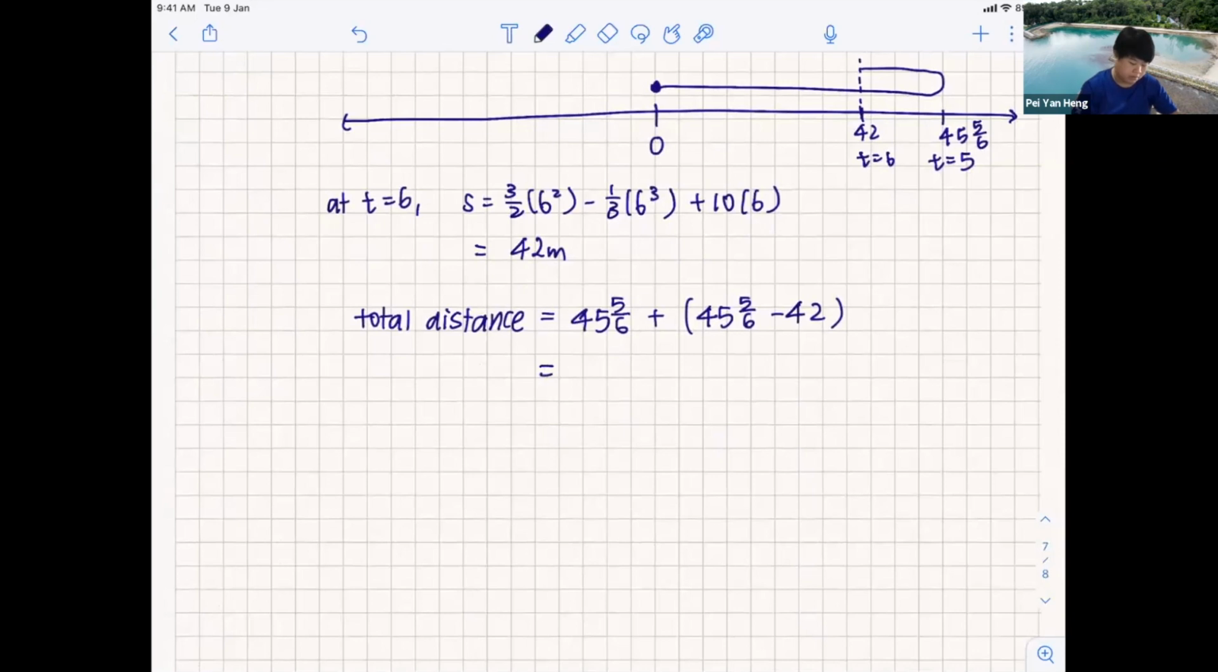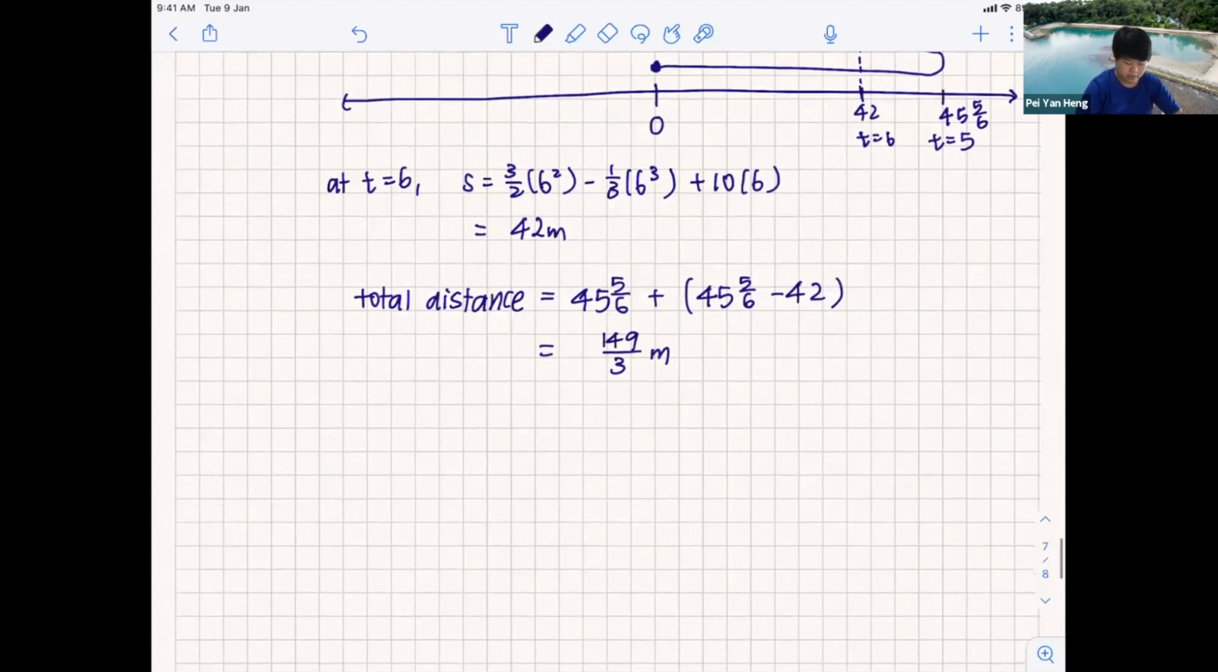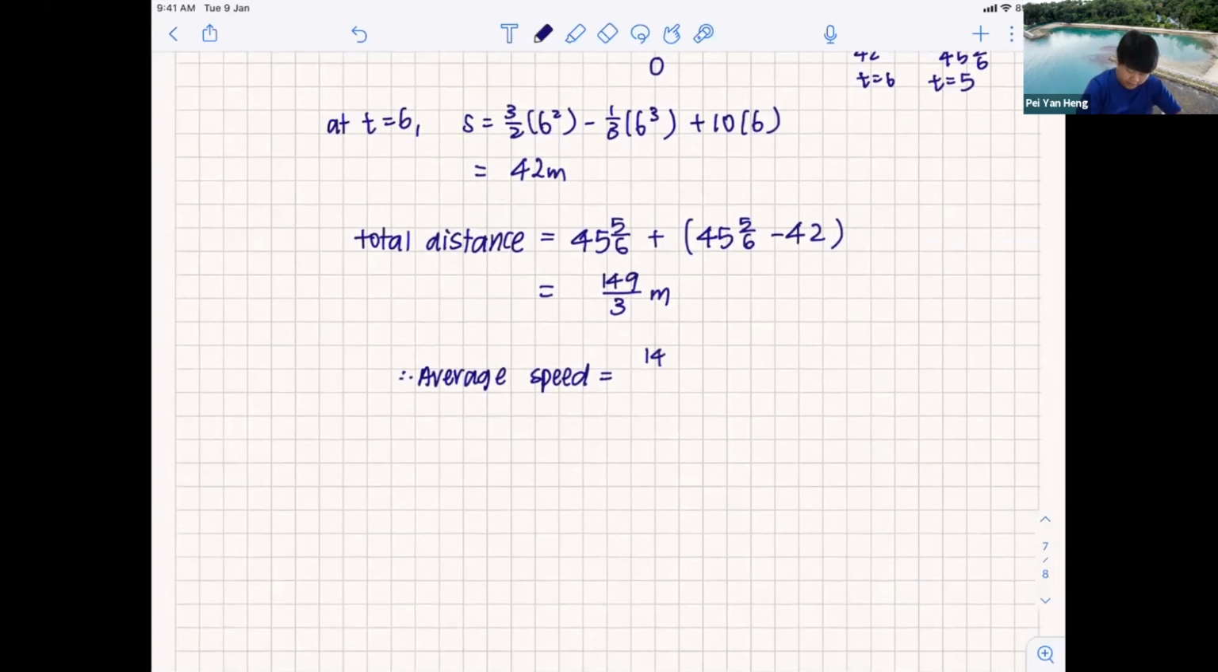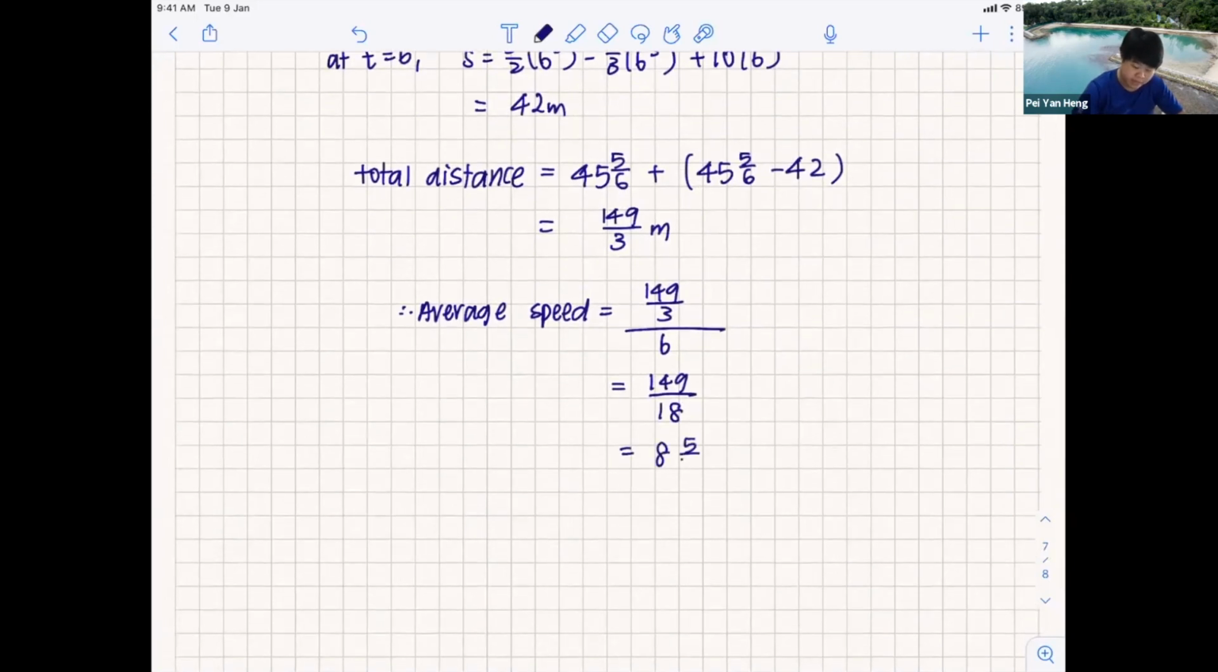So here, where's your calculator? 45 and so on. So you get 149/3 meters, and therefore my average speed is total distance 149/3 divided by total time. We're looking at 6 seconds. So this divided by 6 will give me 149/18, which turns out to be 8 and 5/18 meters per second.